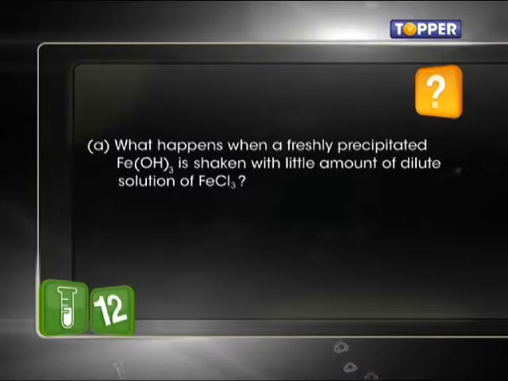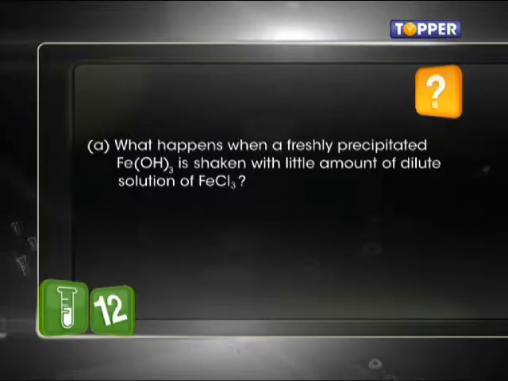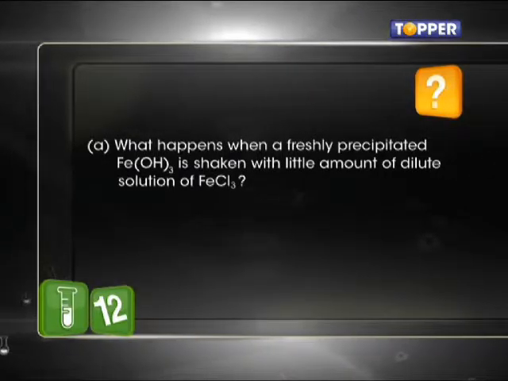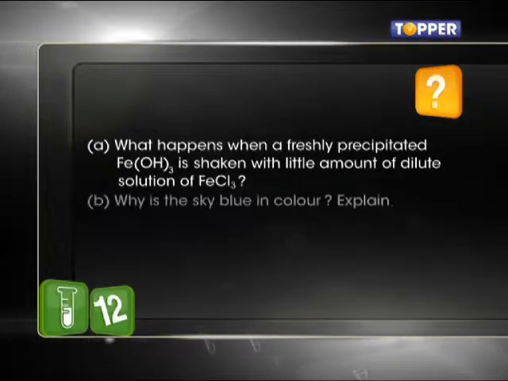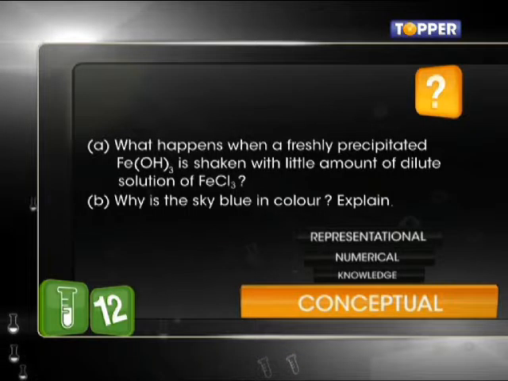What happens when a freshly precipitated ferric hydroxide is shaken with a little amount of dilute solution of ferric chloride? And why is the sky blue in color? Explain.